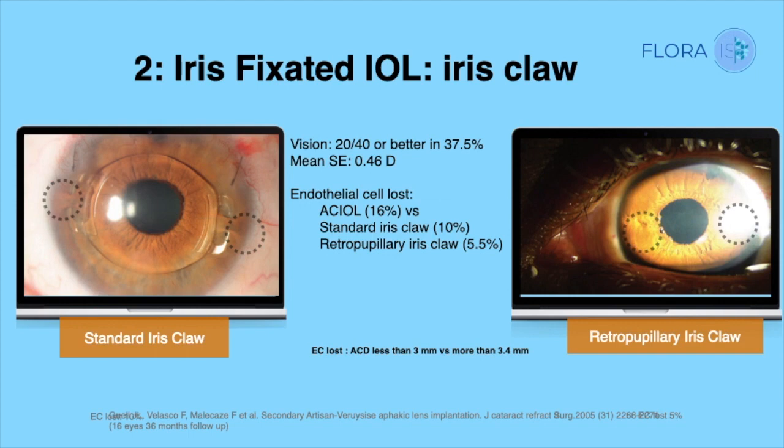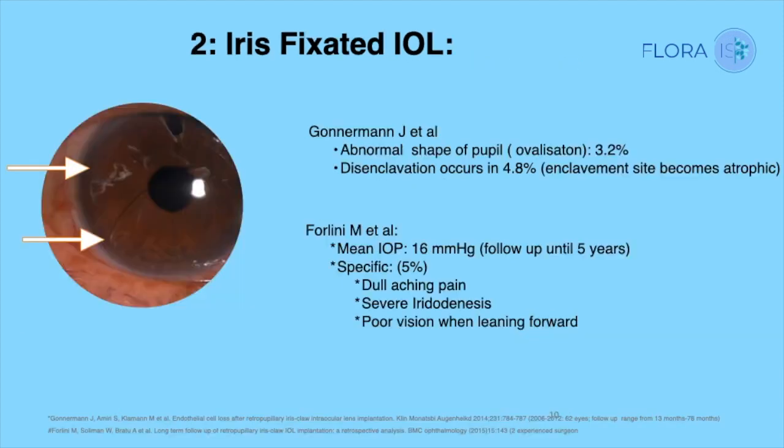Artisan lenses are rigid PMMA lenses. Wound is usually quite big. Now, we have to remember the anterior iris claw is just another form of ACIOL. In other words, it might still cause endothelial cell loss, although probably to a lesser extent compared to ACIOL. When people start to place the IOL behind the pupil, endothelial cell loss was reduced to only 5.5% at 3 years of follow-up.